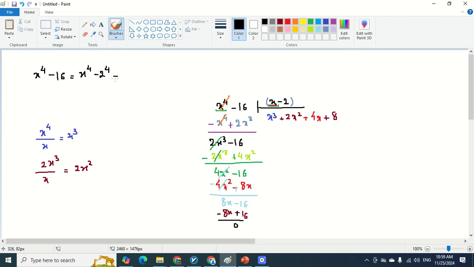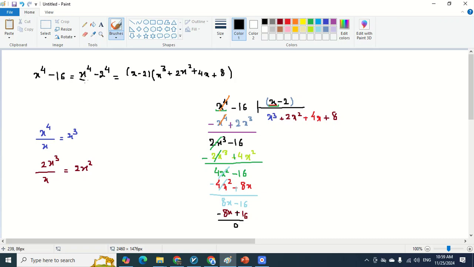So I can rewrite that as x minus 2, the divisor, multiplied by the terms that we found there, which means x cubed plus 2x squared plus 4x plus 8. So you can find the expression by division as I said, and as you can see here, it's the same as the expansion that we talked about.